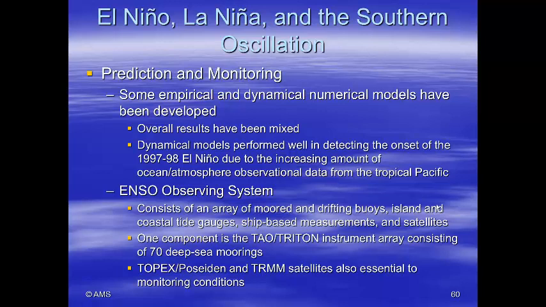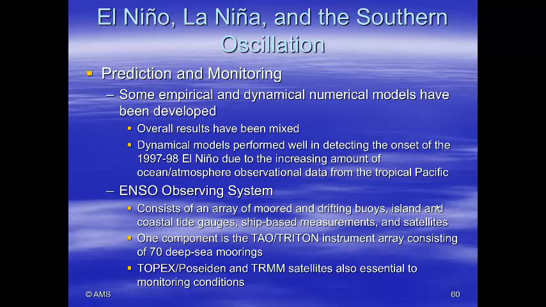So, a word on prediction and monitoring. Some empirical and dynamical numerical models have been developed, and their overall results have been mixed. The dynamical models performed well in detecting the onset of the 1997-98 El Niño due to an increasing amount of ocean atmospheric observation data from the tropical Pacific.